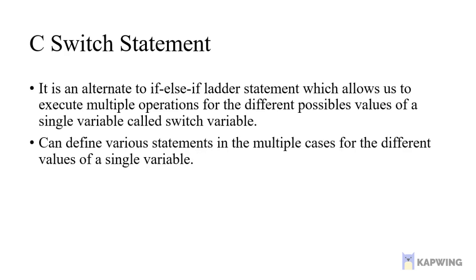Here we can take a number of cases. Suppose we want to execute case number 1, then it will switch to case number 1. If we want to execute case number 2, then it will go to case number 2. In this way it works. So here we can execute multiple operations for different possible values of a single variable. Means in the input we give a single variable, and by that variable it goes to that particular case. So we can define various statements in multiple cases for the different values of a single variable.